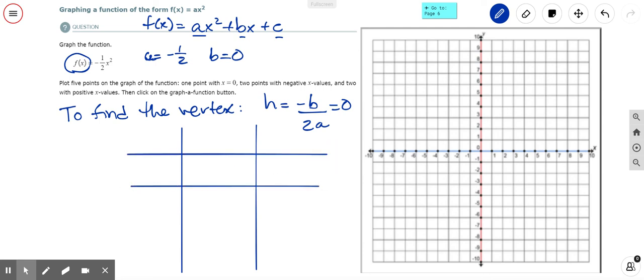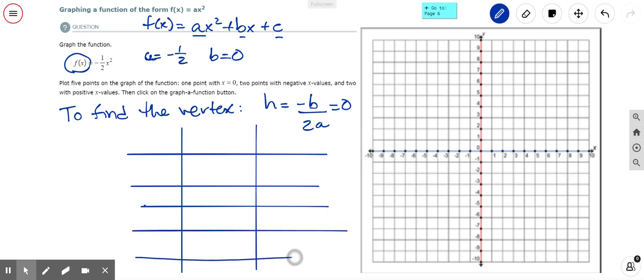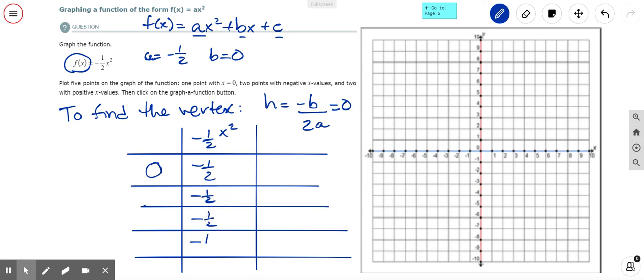Okay. 2, 3, 4, 5. All right, so we're going to plug in 0. We're going to write -1/2 x squared, and then we're going to plug in x squared. So we're going to write -1/2 on all of these.